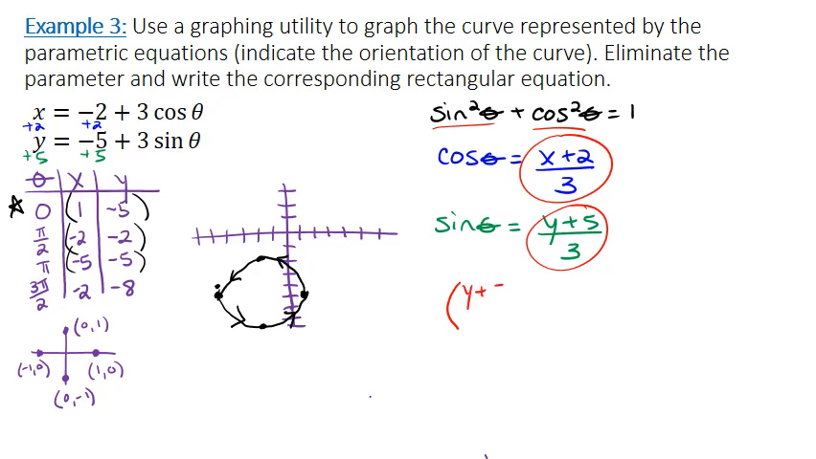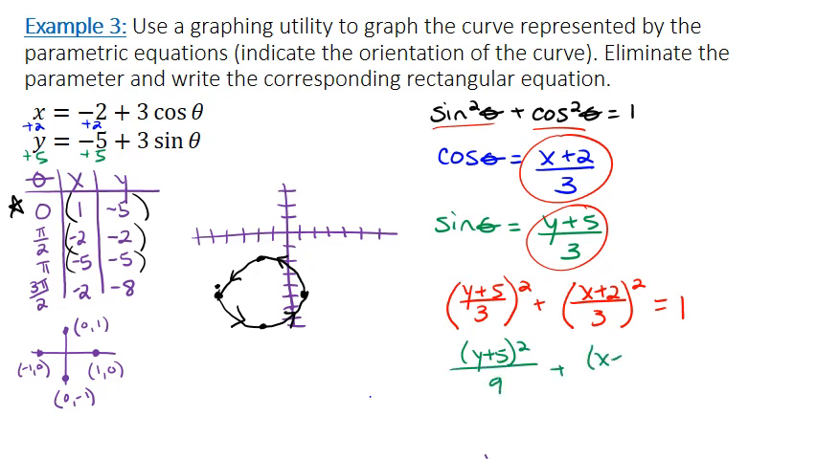let's see, ((y + 5)/3) squared, plus ((x + 2)/3) squared, and this is equal to 1. Okay, well, if I square the top and I square the bottom, I end up with (y + 5) squared over 9 plus (x + 2) squared over 9 is equal to 1.